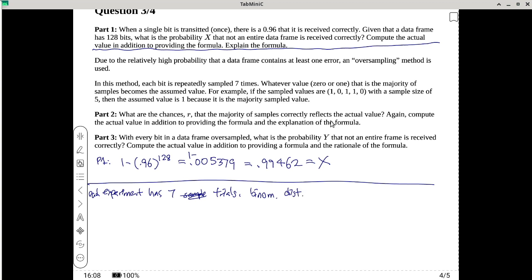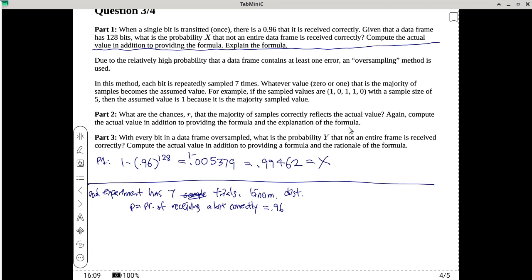Okay, so we say binomial distribution. You kind of have to write down a little bit more than this when you're explaining it. So given that, how do we compute the actual value of the majority of samples correctly reflecting the actual value? In this case, you have to say P is the probability of receiving a bit correctly, which turns out to be 0.96. So how are we going to use this, and also the binomial distribution, to figure out the answer to this question?